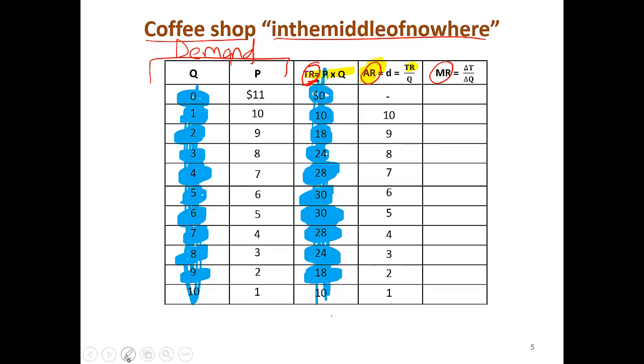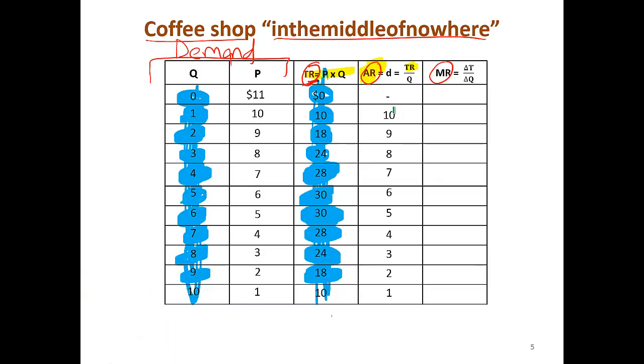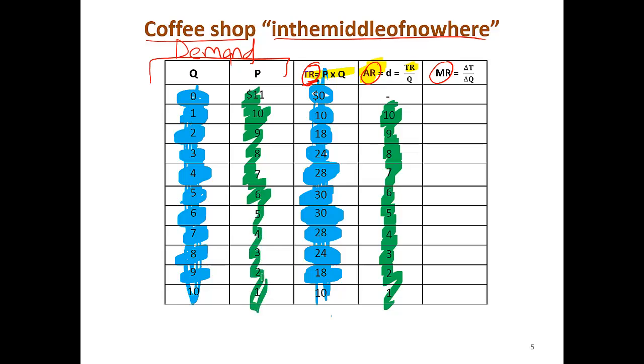If you look at the average revenue column and compare it with the price, look at that. As long as you're producing a positive level of output, these two columns are identical. So rule number 1, price equals average revenue. Obviously it tells you the demand relationship here equals average revenue.